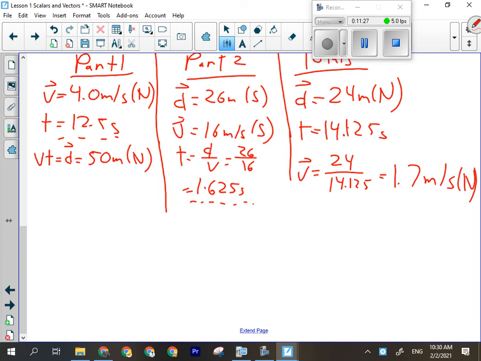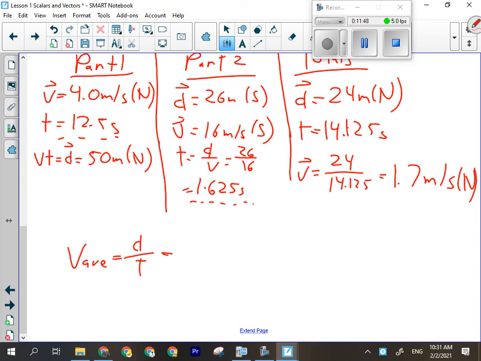Now I need to calculate the average speed. Okay? So average speed is total distance divided by total time. What do I do differently? Right, I don't pay attention to the direction. It doesn't matter that one is north and one is south. It only cares how far did I go in total.